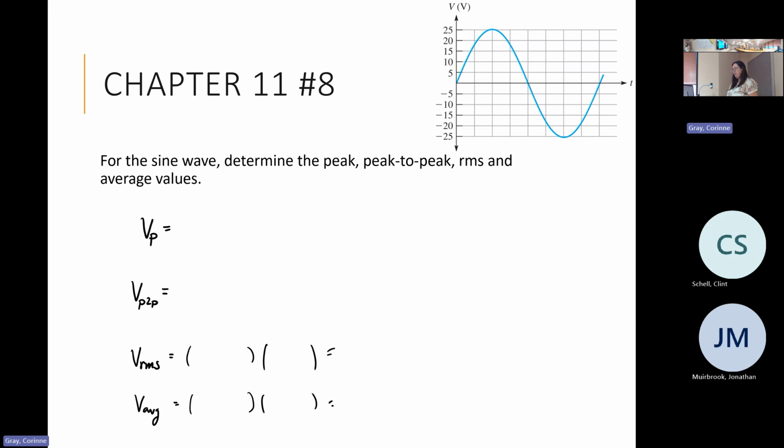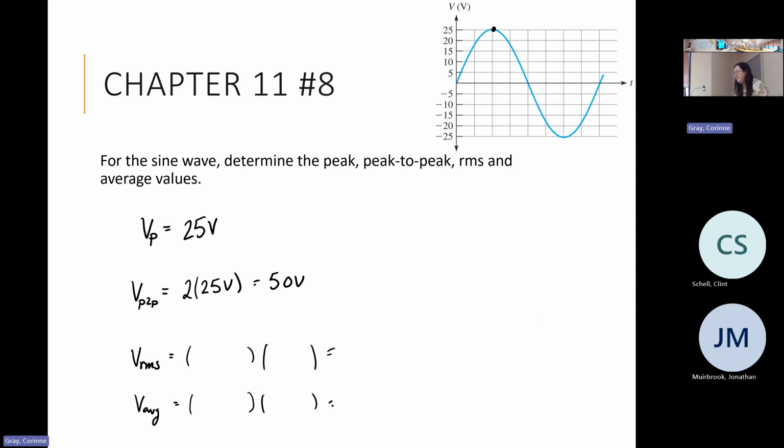Anybody want more time on 8? All right, how do you find the peak value? Okay, and that happens to be what numerical value? 25 volts. How do I find peak to peak? I double the value. So 2 times 25, last I checked, was 50 volts.